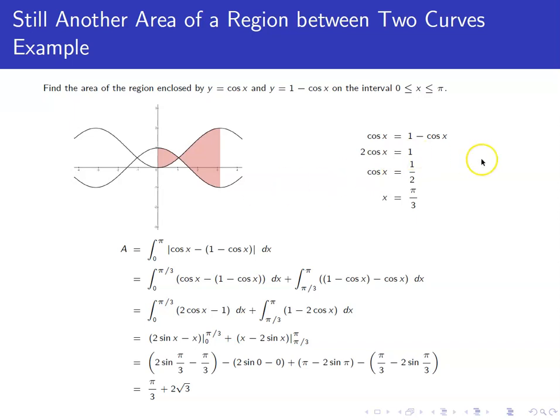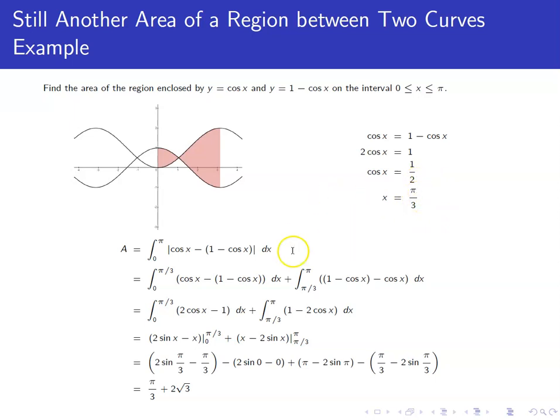All right, so first let's figure out where we need to split. Let's set our cosine equal to the 1 minus cosine. Rearrange that equation. We get cosine x equals a half. We're looking in the interval from 0 to pi. The x value where cosine is equal to a half in between 0 and pi is pi over 3. So this will be where we split.